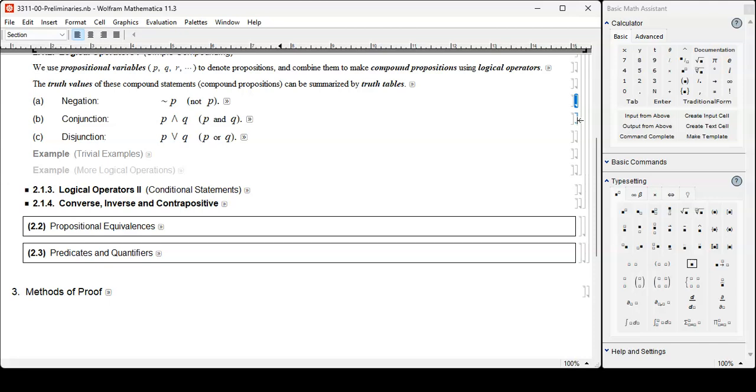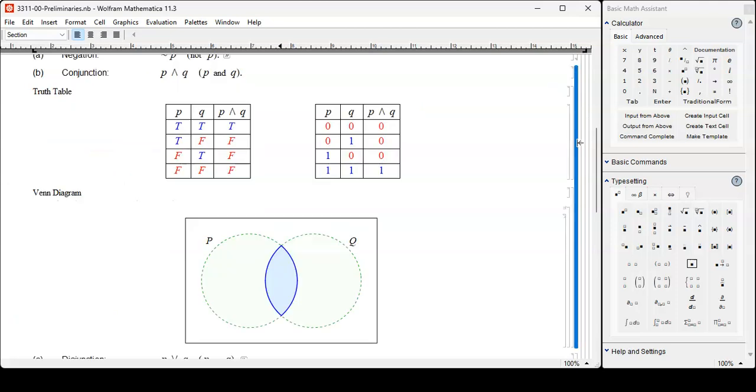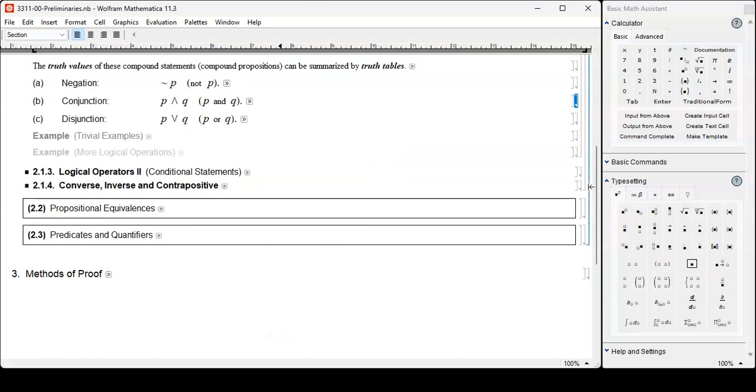Conjunction, A and B, or P and Q. In terms of set theory, A and B is usual, but for propositional logic, P and Q is usual. Truth table is like this. In order to have a truth, both must be true. And also look at the Venn diagram. Should be inside of both, only here. Otherwise, false, false, false. That's conjunction, P and Q.